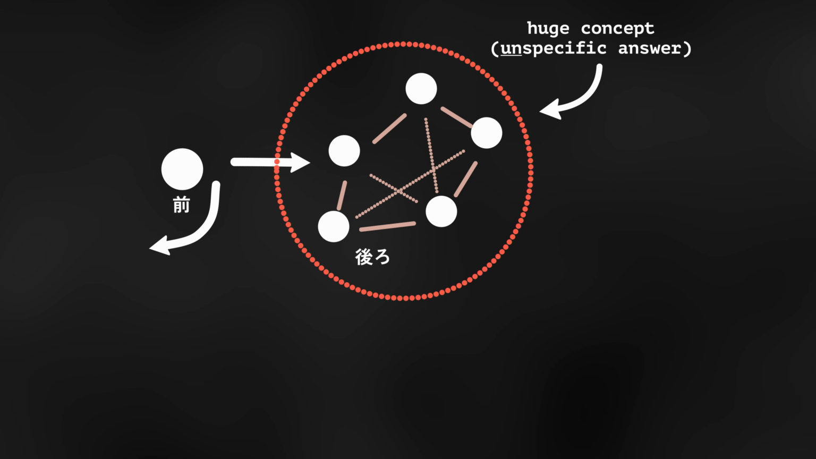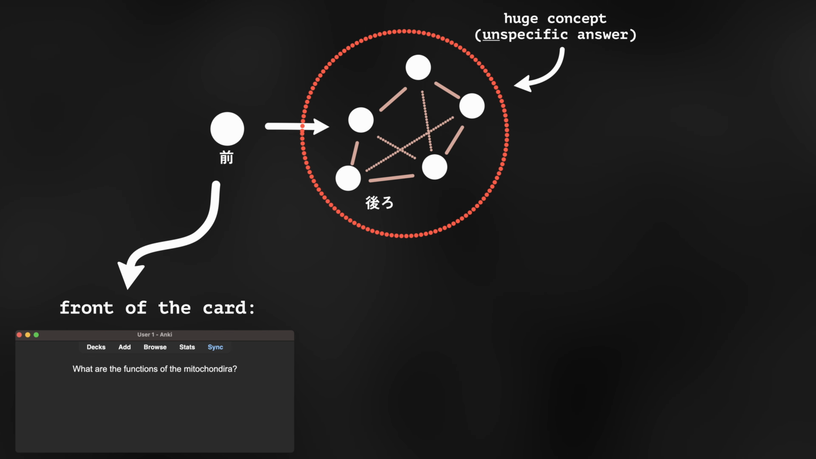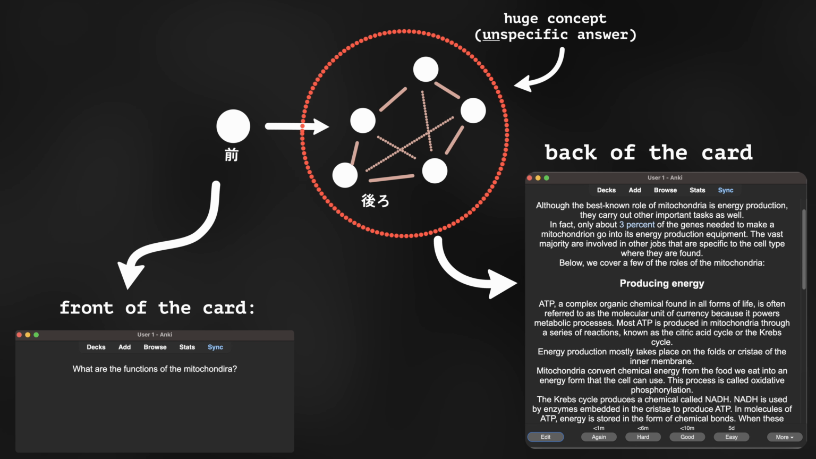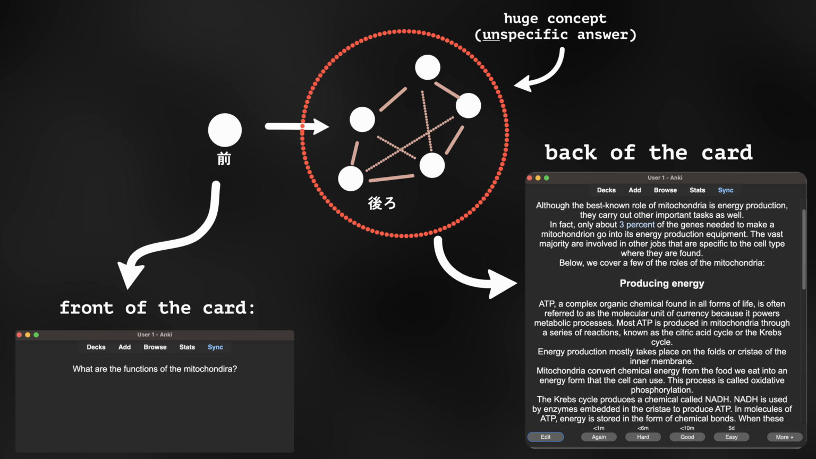one cue. Let's say, what is the function of the mitochondria? And then the back of the card is just a huge list of facts and concepts, and it's kind of a whole topic that you're trying to recall from one question. And that's not the best thing to do, at least not in Anki. And I've come up with two main reasons why.